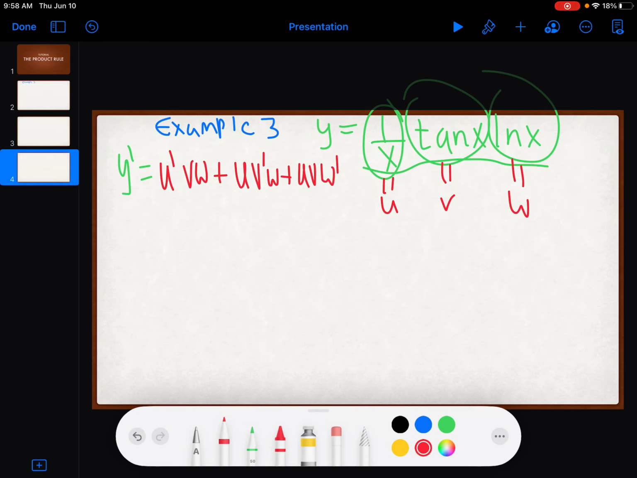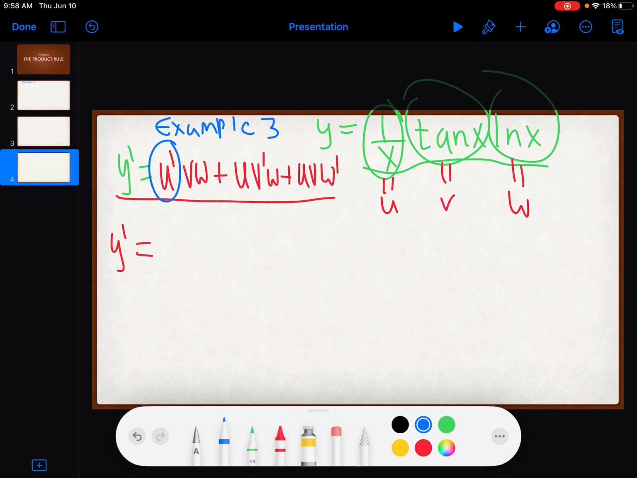Now, we got our instructions right here telling us what to do. So let's do as it says. So let's take the derivative. Let me use a different color. Let's take the derivative and find u prime.